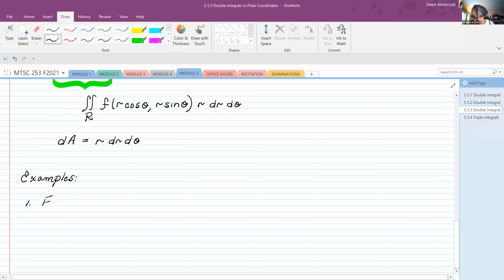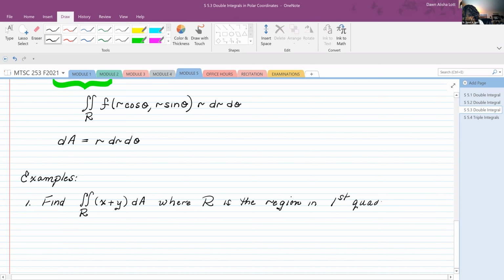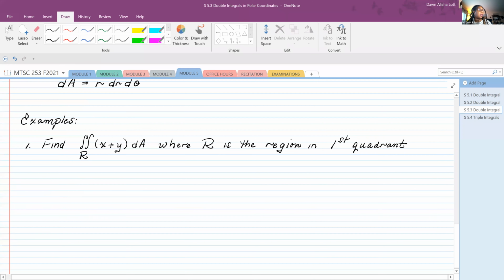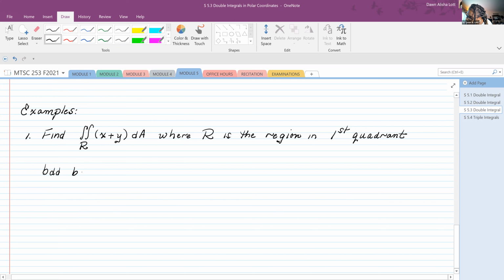All right, find the double integral over the region R of x plus y dA, where R is the region in the first quadrant, bounded by the lines y is equal to 0, y is equal to the square root of 3x, and the circle r is equal to 2.